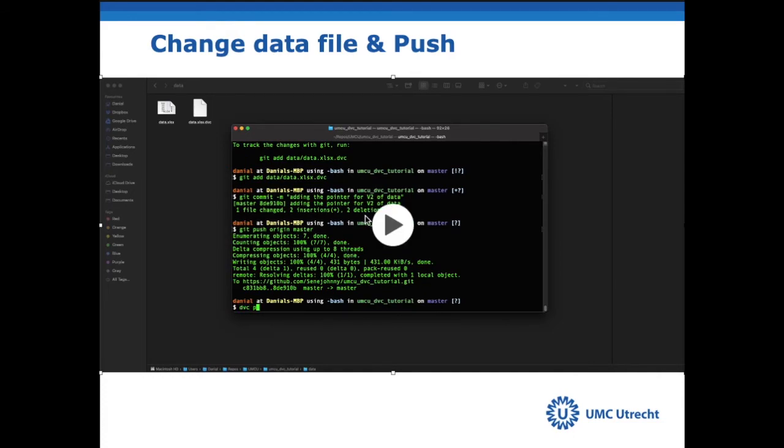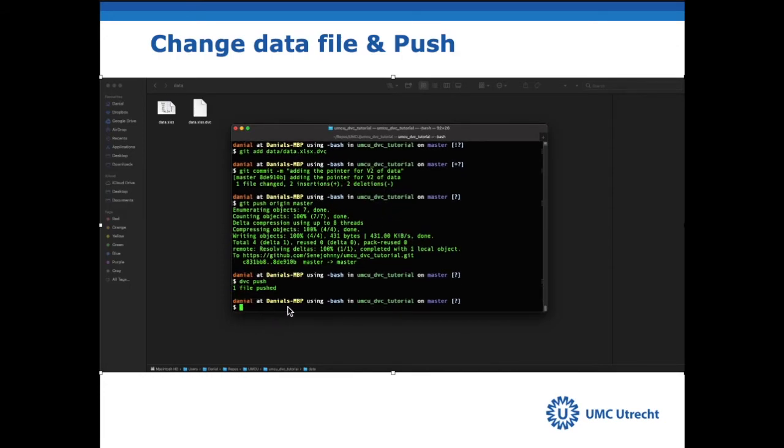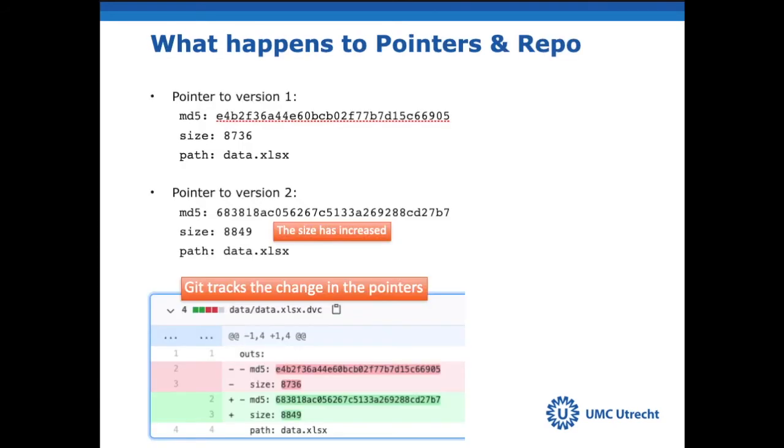Basically, so far I just repeated whatever I did for the first version. I assigned a pointer to the data. I sent a copy of the pointer to GitHub. And now I'm going to send a copy of the data. Basically, I'm going to push the data to our data store, which is again local. So DVC push, and one file pushed. So basically all the steps were once again carried out.